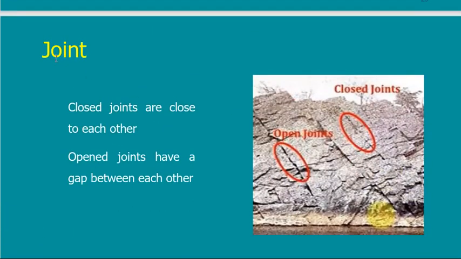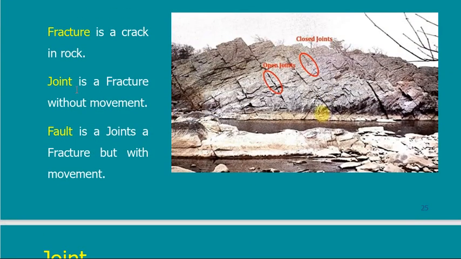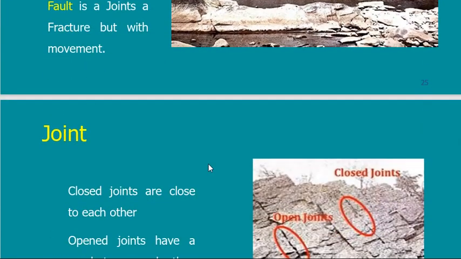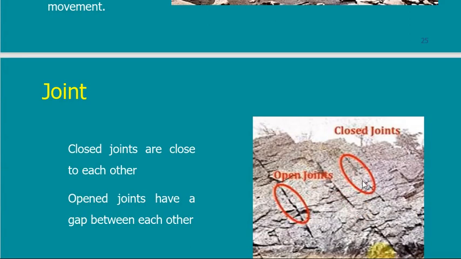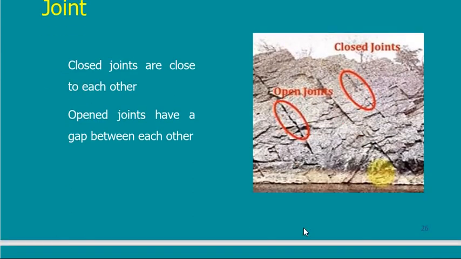So, joint. As we said, a joint is a fracture without movement. Sometimes this joint is very small, and sometimes it is wide. There is a spacing between the joints, but they are not moving vertically relative to each other. But just this crack, it's either a closed joint or closed crack, or an open joint or open crack.